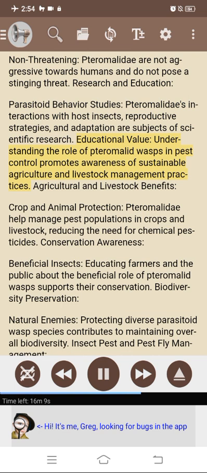Educational value. Understanding the role of Terra melody wasps in pest control promotes awareness of sustainable agriculture and livestock management practices. Agricultural and livestock benefits. Crop and animal protection. Terra melody help manage pest populations in crops and livestock, reducing the need for chemical pesticides. Conservation awareness. Beneficial insects. Educating farmers and the public about the beneficial role of Terra melody wasps supports their conservation.